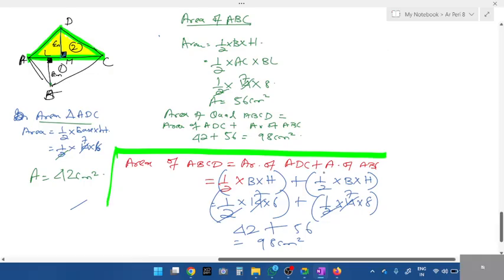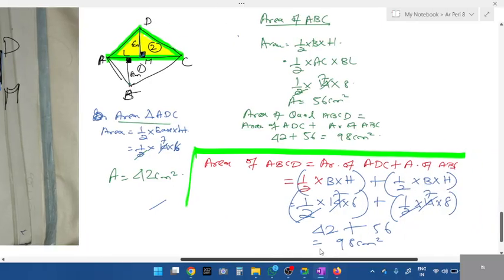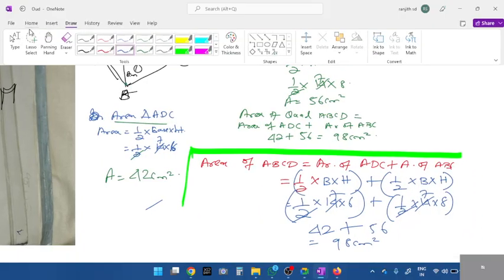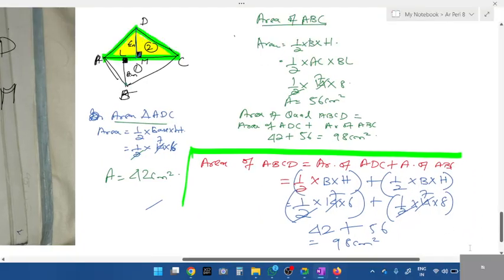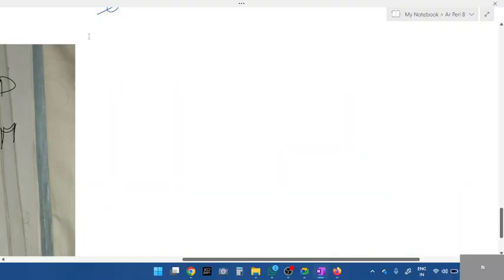Okay. What about the next one, students? Do you have the next question? Respond, all of you. Second one. Okay, second one. See, the second one we'll do tomorrow. That has a trapezium in it. We have to use two right angle triangles and one trapezium. Only 10 minutes left. We'll do the third question.